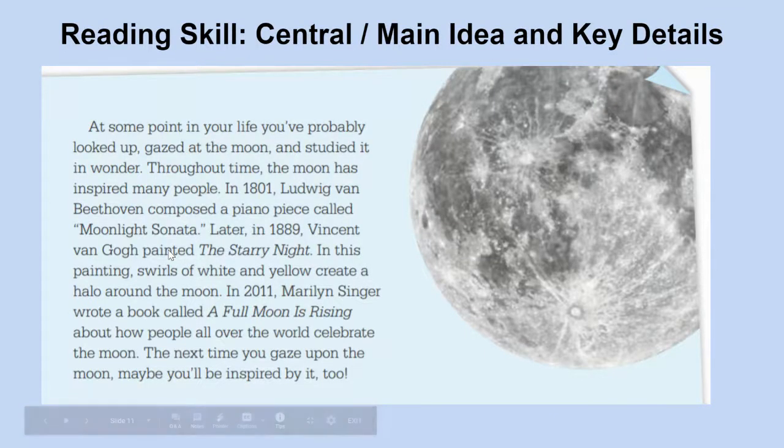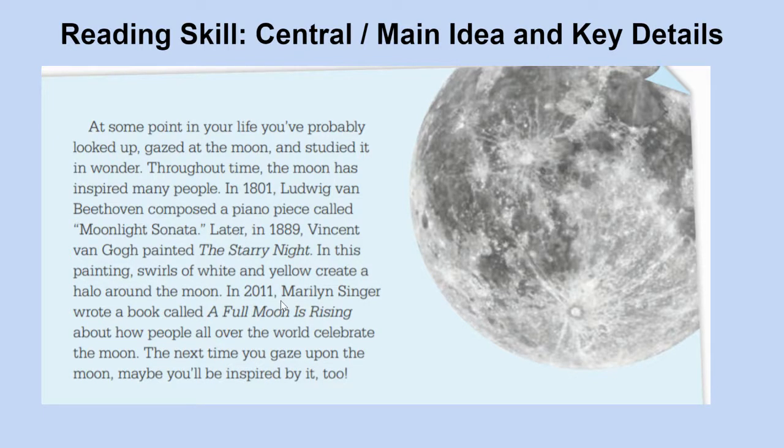As we kept reading, we learned and got some more examples. In 1889, Vincent van Gogh painted The Starry Night. There's a second example of a person painting something that depicted the moon or the sky. So we have our second key detail. Vincent van Gogh painted The Starry Night. These details are related. They're both showing people creating artwork or art pieces that were based on the moon.